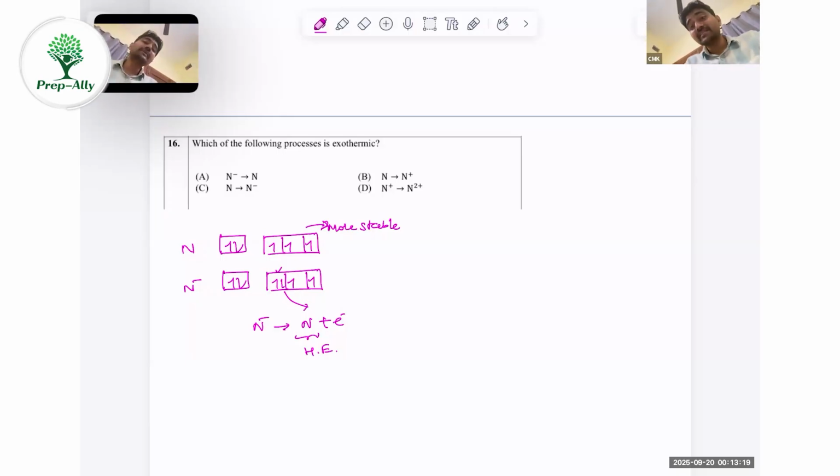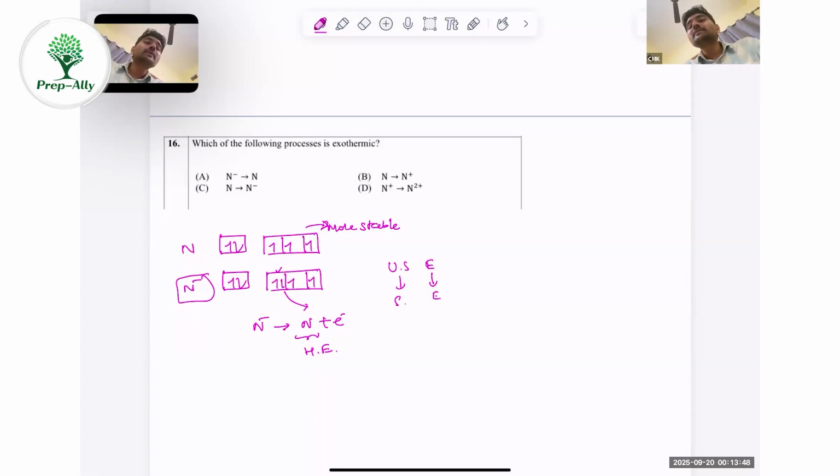You need not give any energy. The electron comes out since it is going from an unstable to a stable state. Unstable always has more energy, and going from a higher excited state to a lower state, whatever the difference in energy should be released. So the process N minus to N is an exothermic process. But N is already stable, so for N to N plus you have to apply some energy to remove the electron. So this process is not exothermic.